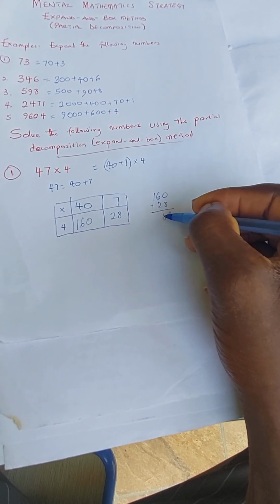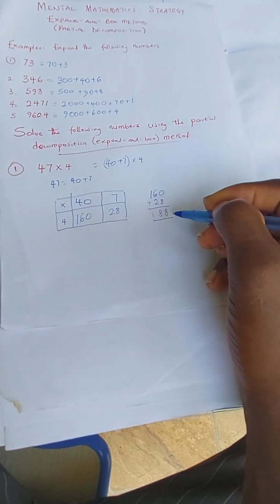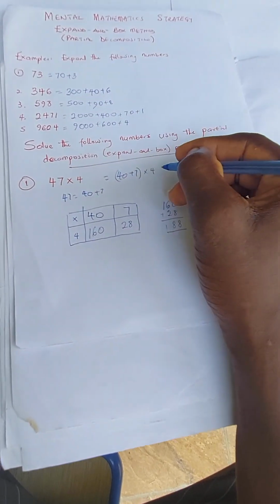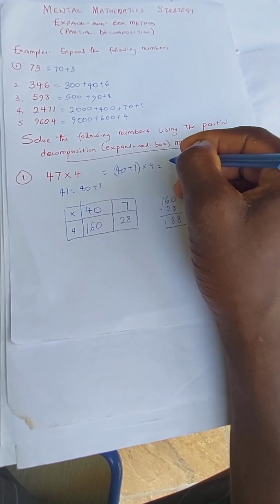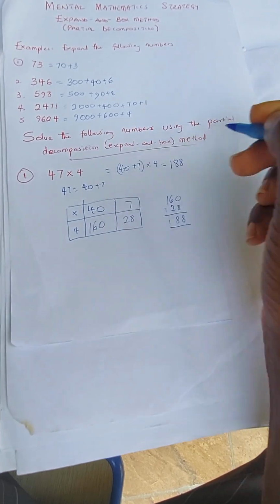6 plus 2 also gives us 8 and 1. So that means that 47 times 4 is equal to 188. So I hope you understand. Let's take the next example. Okay, so for the next example, we have 69 times 6.